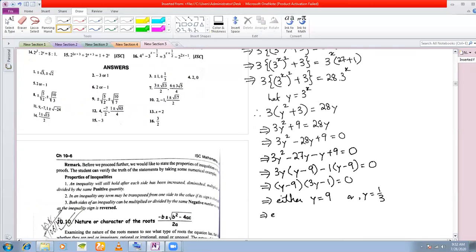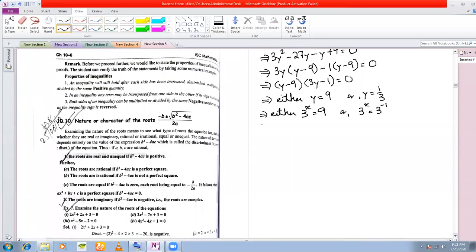That means either, what is the value of y? We have taken y as 3 to the power of x. So either 3 to the power of x is equal to 9 or 3 to the power of x is equal to 3 to the power of minus 1. That means either 3 to the power of x is equal to 3 square or 3 to the power of x is equal to 3 to the power of minus 1. That means either x is equal to 2 or x is equal to minus 1.